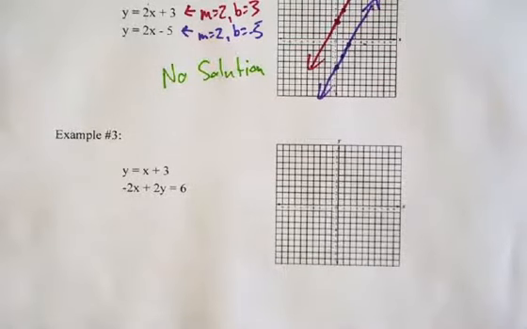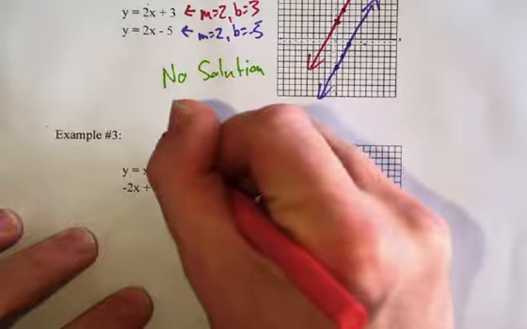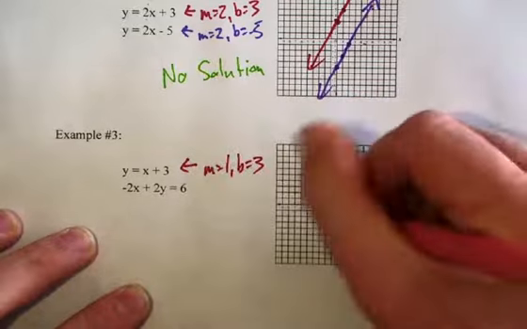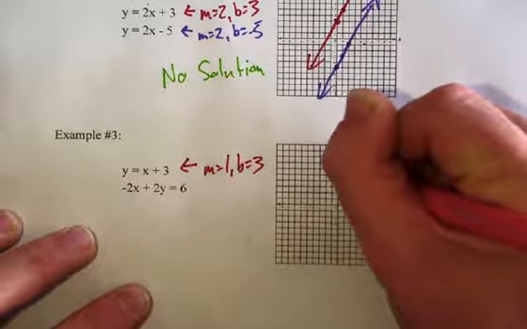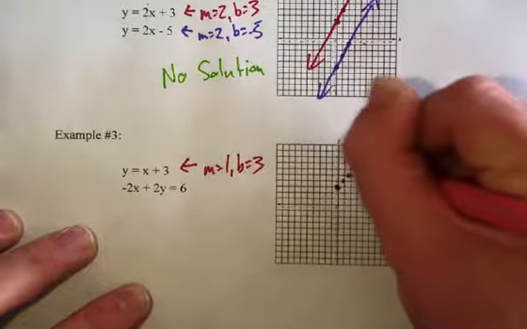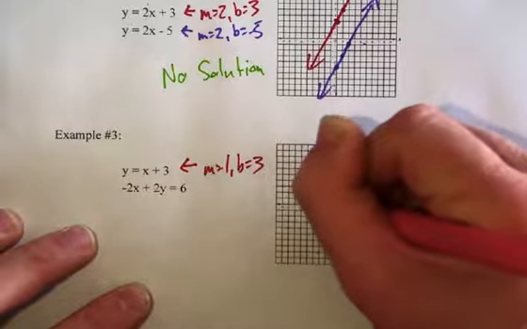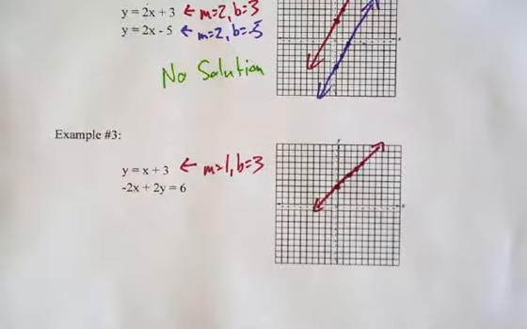So we have y equals x plus 3. I'm going to graph that. m equals 1, b equals 3. So we've got 1, 2, 3. Up 1 over 1, up 1 over 1, up 1 over 1. I think you get the picture. I'm just trying to make sure I do this right. And that's our graph.